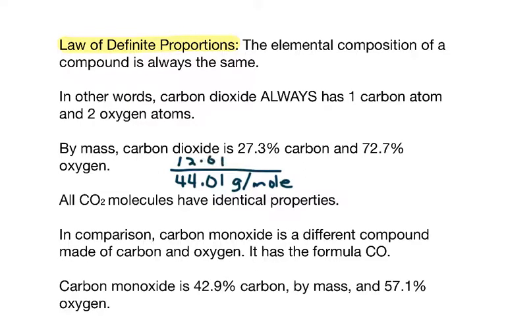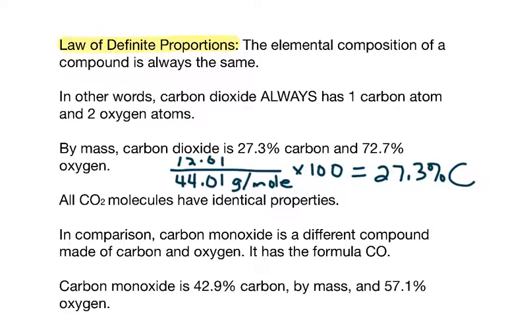12.01. So if you analyze that and you divide 12.01 by 44.01 and then multiply by 100 to get a percentage, then you get 27.3% carbon, which then means that the other 72.7% has to be oxygen. And you should be able to do the math there and see that it supports that.